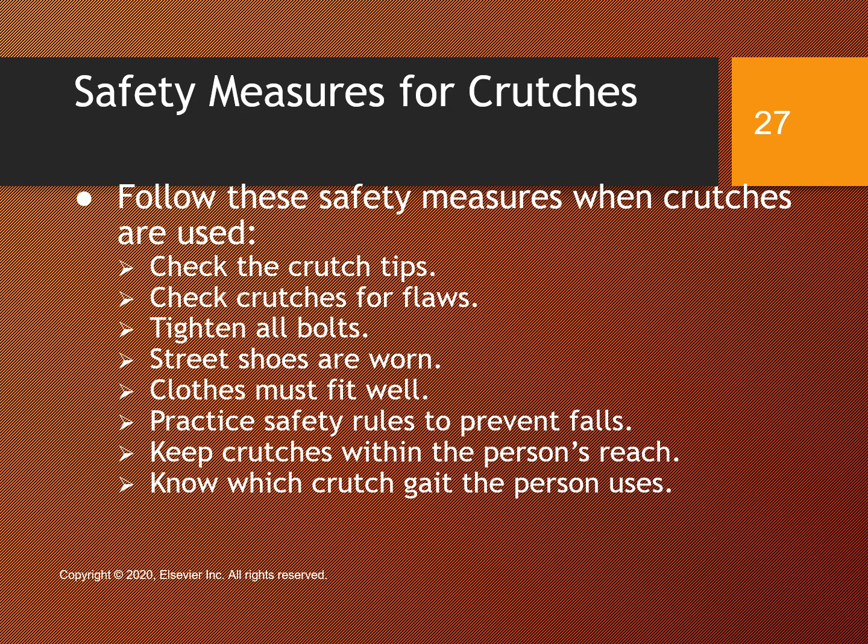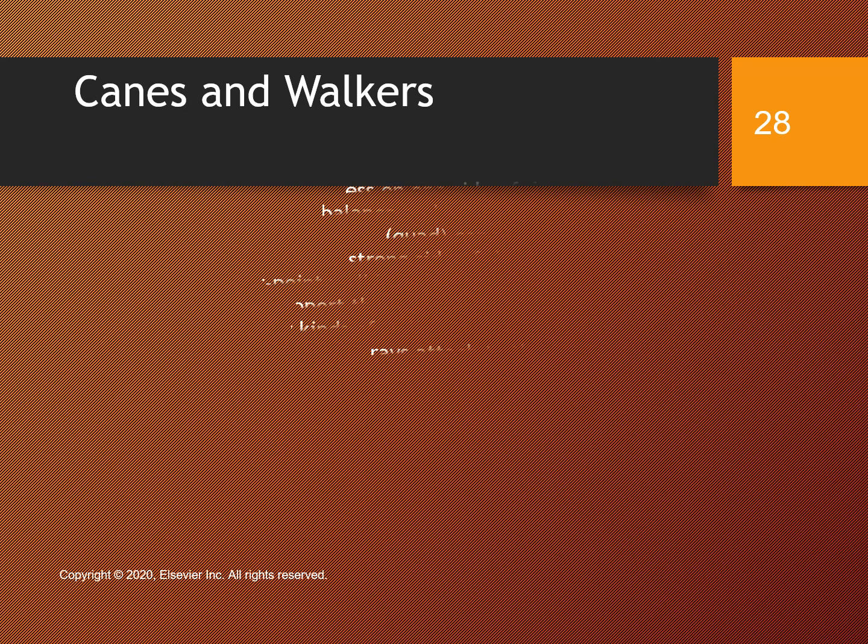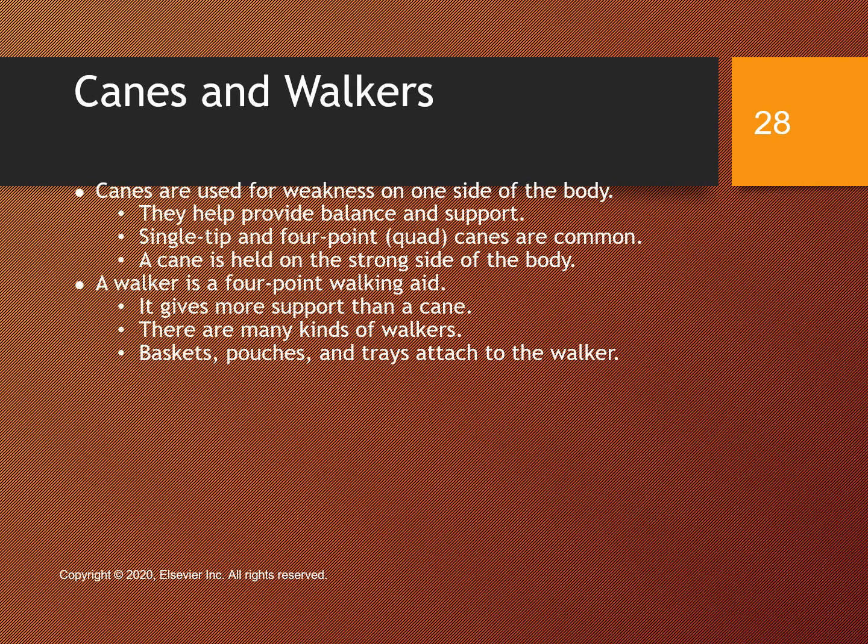The person is taught to use a cane or walker correctly and safely. Canes are used for weakness on one side of the body. They help provide balance and support. Single tip and 4-point quad canes are common. A cane is held on the strong side of the body. A walker is a 4-point walking aid. It gives more support than a cane. There are many kinds of walkers, with baskets, pouches, and trays attached.